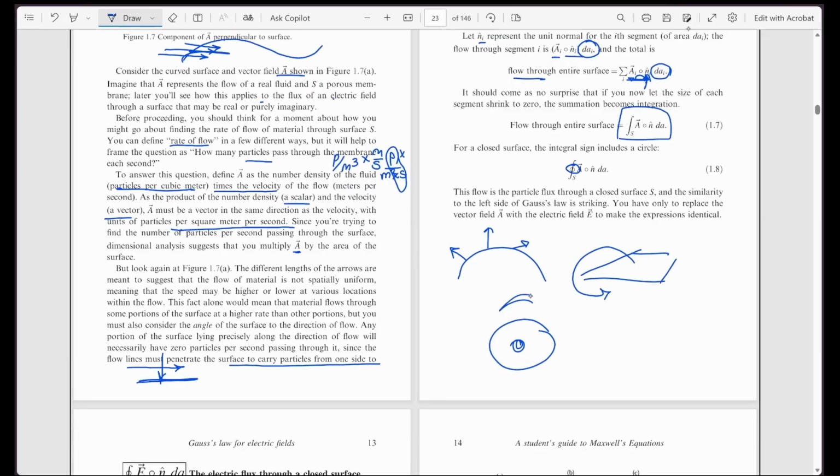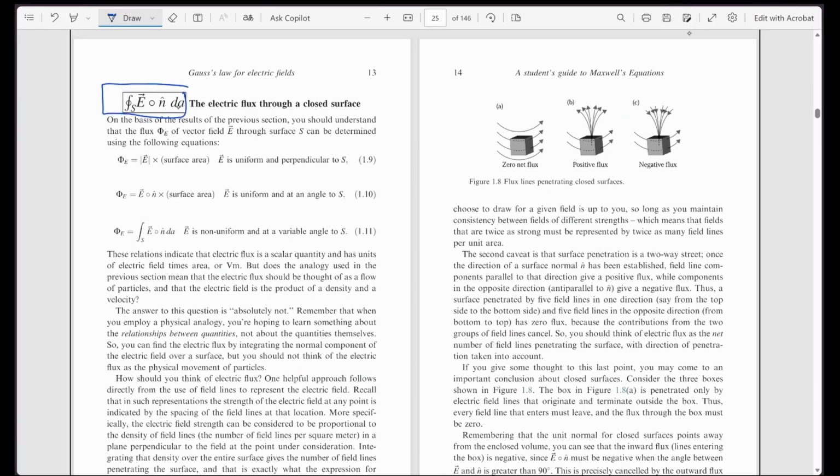There's inside and outside. This gives the particle flux through a closed surface S, and the similarity to the left side of Gauss's law is striking. You have only to replace the vector field A with the electric field E to make the expression identical. So this is the left part of Gauss's law. We're becoming closer step by step. The electric flux through a closed surface.